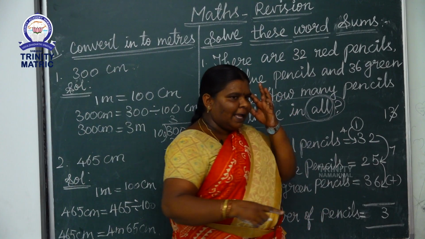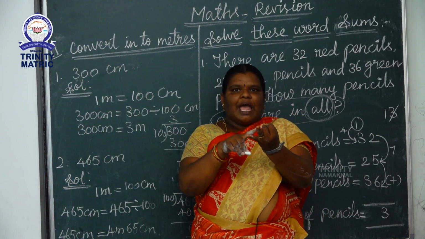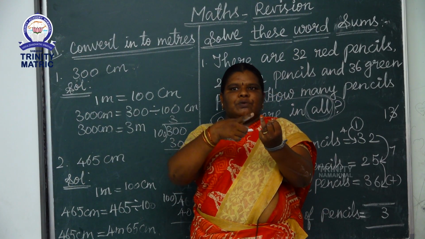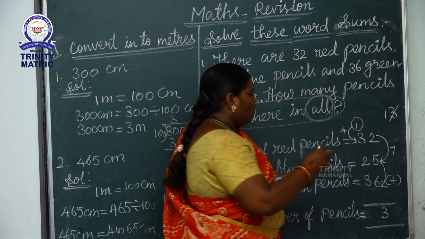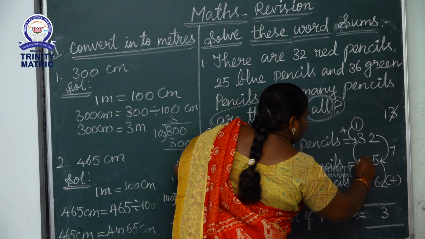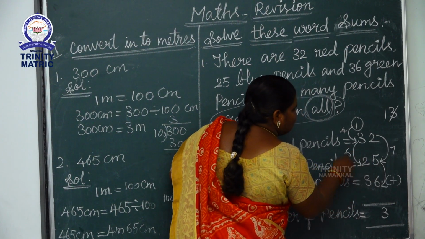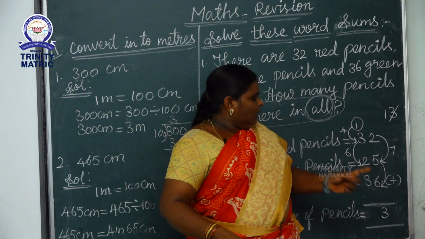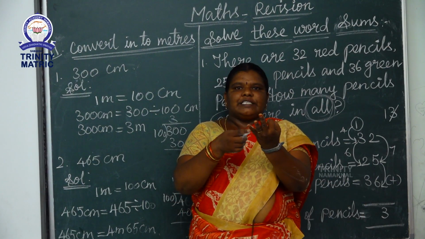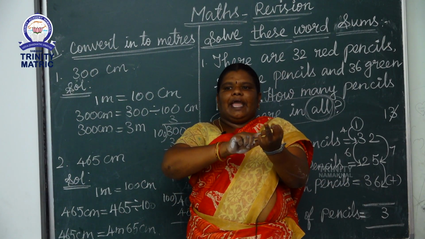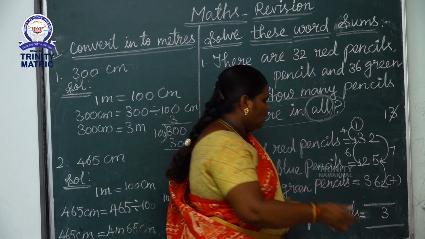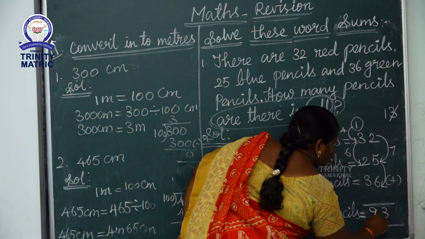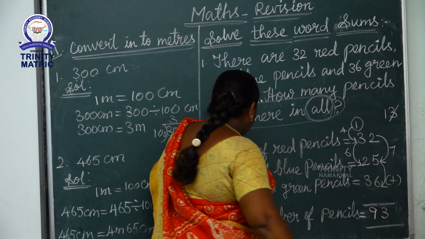4 in the mind, 2 in the finger. 4 after 5, 6. 4 plus 2, how much? 6. Next, 6 in the mind, 3 in the finger. 6 after 7, 8, 9. 6 plus 3, how much? 9. So the answer is 93.